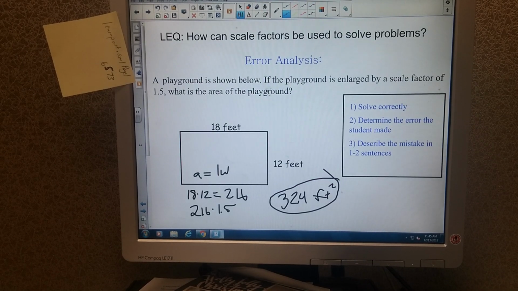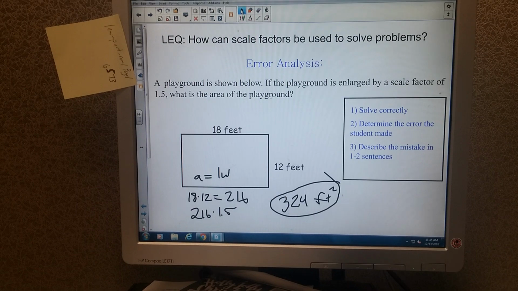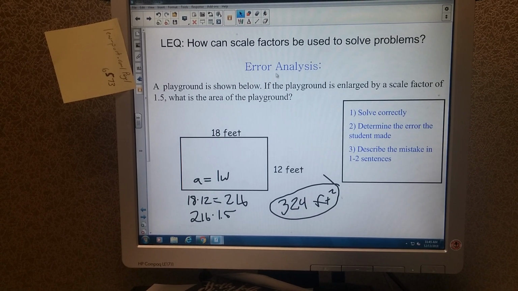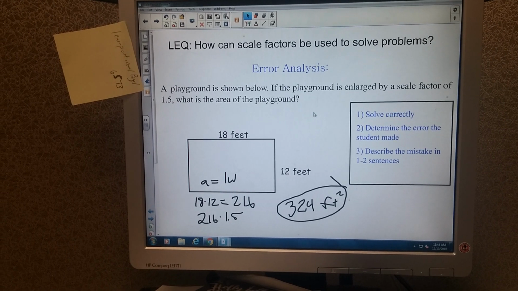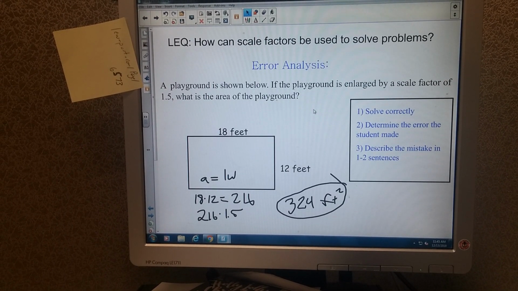Okay, today is the last day of review with scale factors, and the question is the same as how can scale factors be used to solve problems. So here's an error analysis. A playground is shown below. If the playground is enlarged by a scale factor of 1.5, what is the area of the playground?